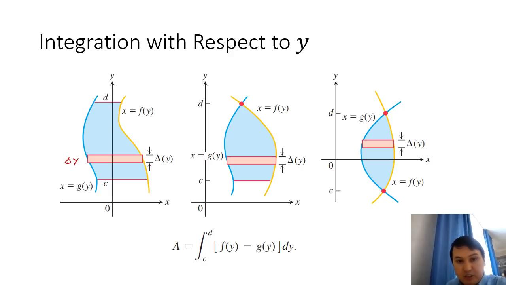However, if you slice your interval, let's say from c to d, horizontally, then we denote this width to be dy, because it's the change in y, and our height is essentially the difference between f of y and g of y. So this height is now the difference in x-coordinates, f minus g. This means at the end of the day the area can be computed as the integral from c to d of f of y minus g of y dy, so everything in terms of y.